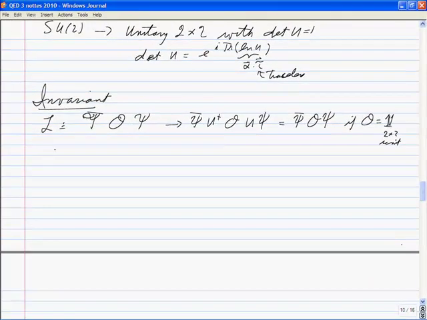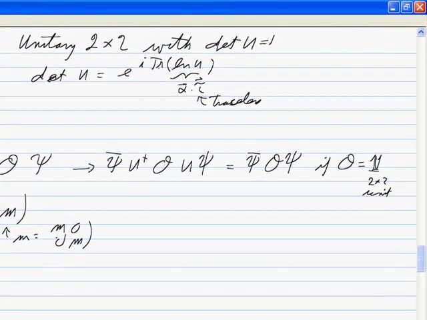So, for example, if I chose O to be i del slash minus M, and I choose M to be the same for each of them, so it's proportional to the unit matrix, that will be invariant. I'm going to come up with another one that's an invariant also. But certainly, if I just say that O is 1, this is certainly an invariant, right? You won't deny that.